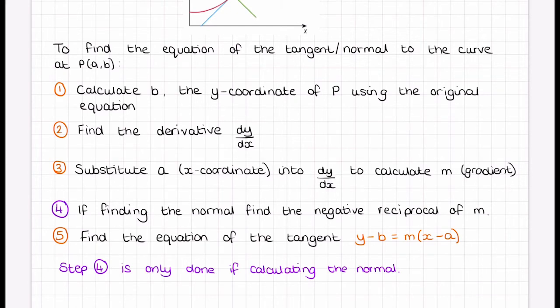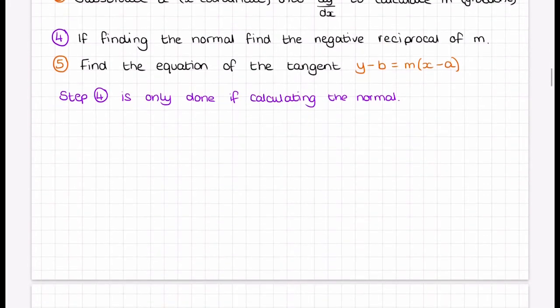Now step 4, you only do this step if you're finding the normal, and that is to find the negative reciprocal of the gradient, because remember, perpendicular lines have negative reciprocal gradients. And in step 5, find the equation of the tangent using this formula, y minus b equals m bracket x minus a. Now we're going to have a look at an example.